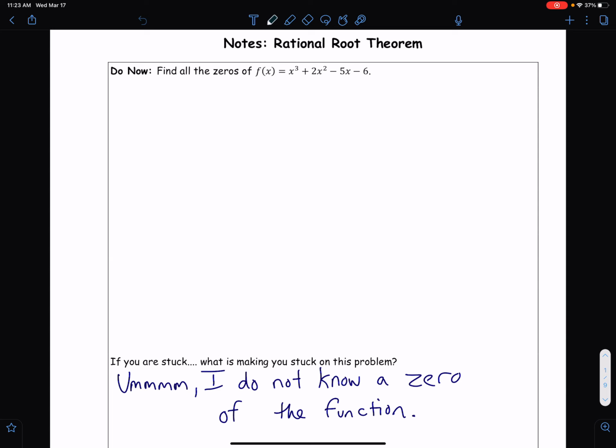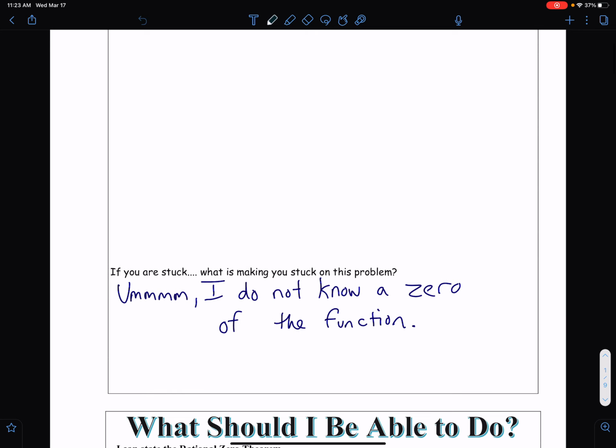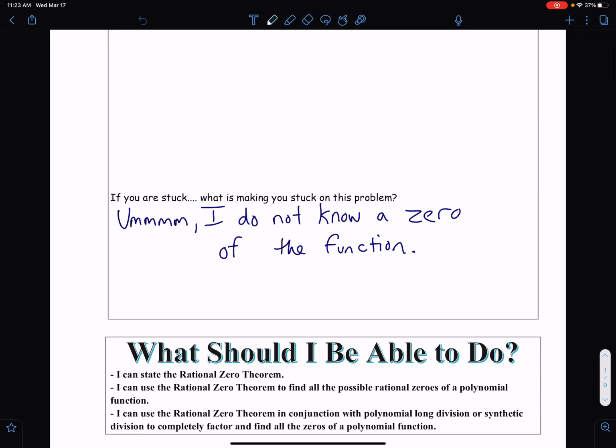And that's what we call the rational root theorem. So what should I know by the end of the day? I can state the rational zero theorem or rational root theorem. Root and zero, same thing. I can use the rational zero theorem to find all the possible rational zeros. So we're going to find all the possible zeros it can be, and then we're going to find the actual zeros. So we're going to first list all the possible rational zeros, and then we're going to use that to actually find all of these zeros using synthetic division or long division if you want to. But I would do synthetic division because that'll be a lot easier and quicker. So let's go to the next page.